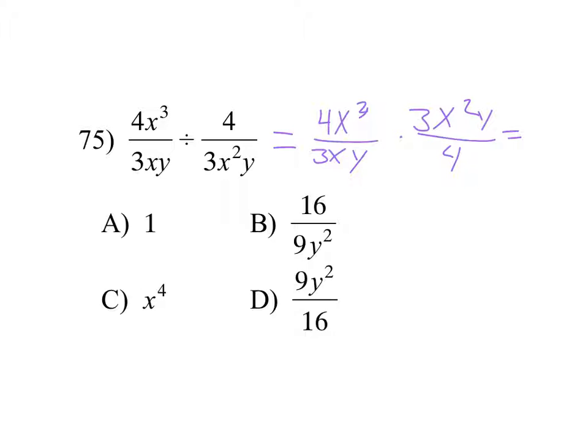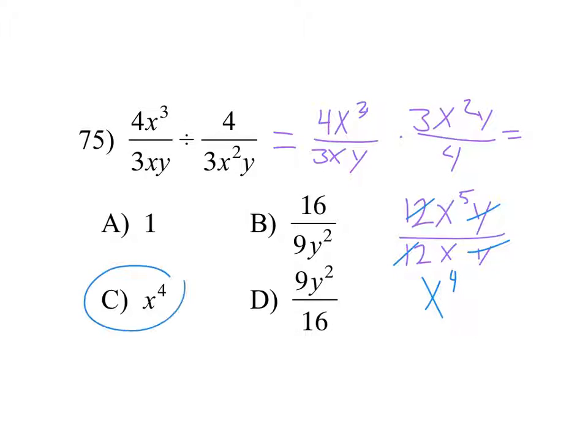And I'm probably just going to deal with the multiplication first. So we end up with 4x cubed times 3x squared y. That's going to be 12x to the 5y. And on the bottom, we're going to have 3xy times 4, which is 12xy. 12's cancel out, y's cancel out, and x to the 5 divided by x is going to be x to the 4th, which is answer C.